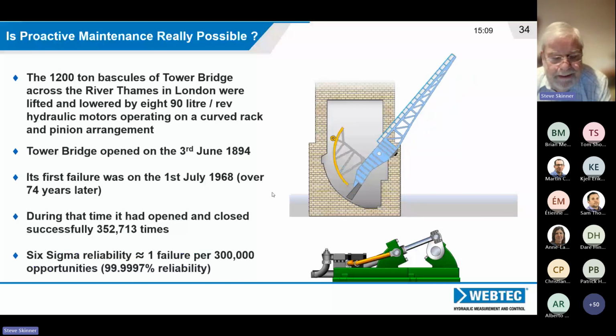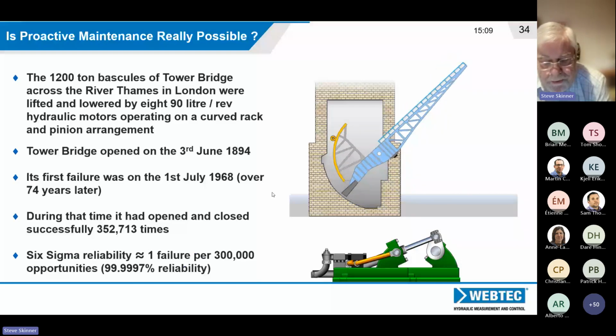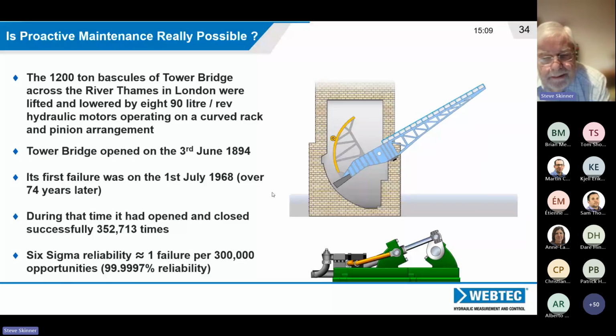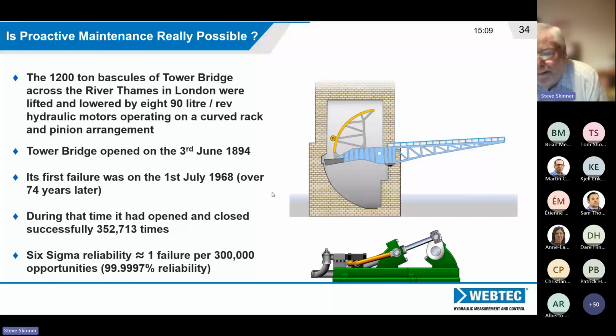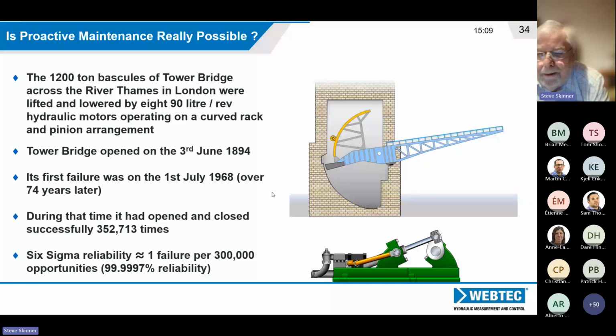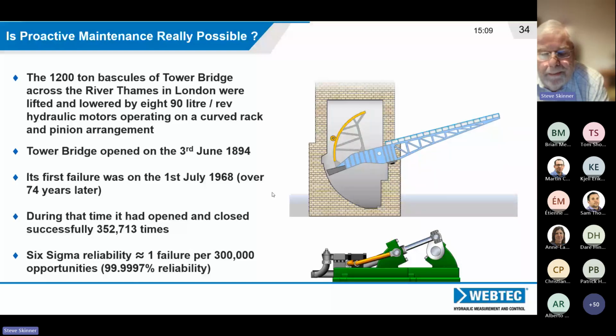These days, we aim for something called 6 Sigma reliability, which allows us 1 failure for every 300,000 opportunities. And as you can see, the Victorian engineers achieved that 130 years ago. So it may not be possible to prevent something failing completely, but we should be able to get pretty close to it these days.